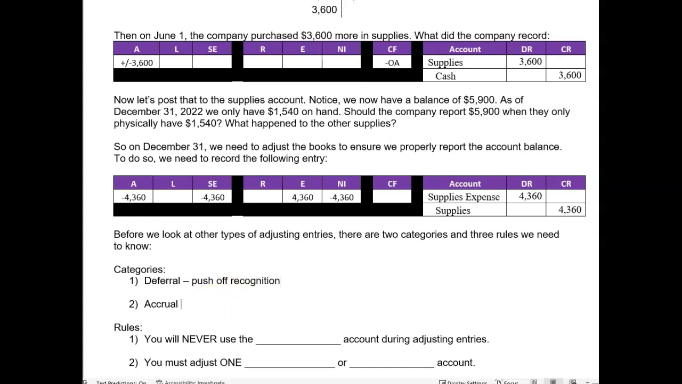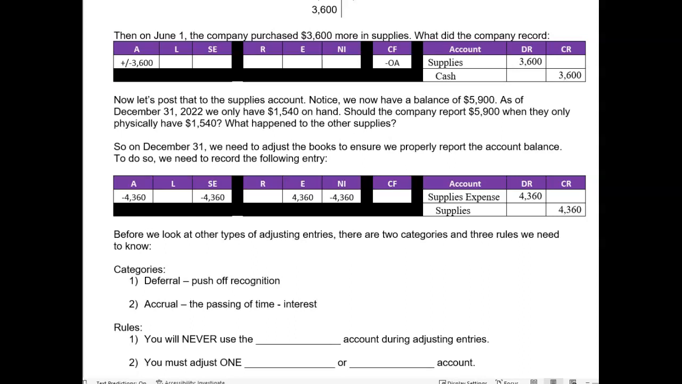The other is accruals. Accruals simply happen. We're not pushing things off into the future, but an accrual simply happens because of the passing of time. A great example of this would be interest, because on day one, you borrow money today. Well, if you go to pay it back 10 days from now, do you owe the same amount? Absolutely not. You owe the interest that has accrued during that 10-day period. So an accrual means we have an event that takes place, and then due to the passing of time, it accrues or builds up to a balance. And then at some point in the future, we need to record that balance.